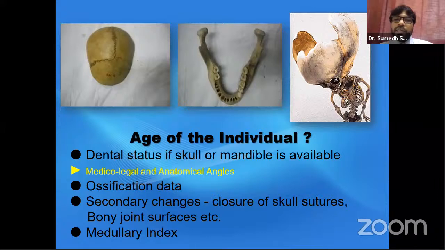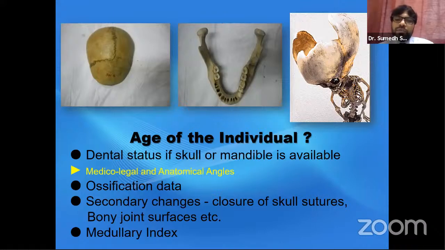According to some of the authorities, if you continue with the anterior border of the ramus of the mandible and the superior margin of the alveolar notch of the mandible, that indicates one angle, which is called the medico-legal angle. And in the anatomical angle, we usually count the lower border, posterior border, and the lower margin of the body of the mandible. So that is what you can call the anatomical angle.